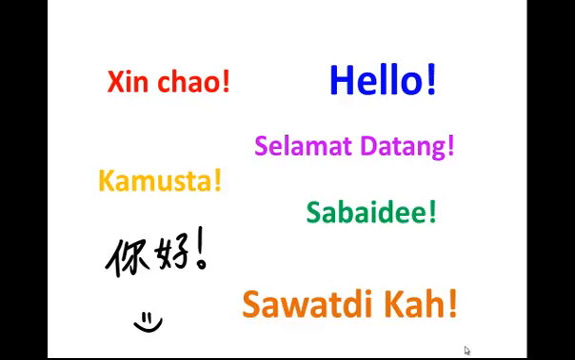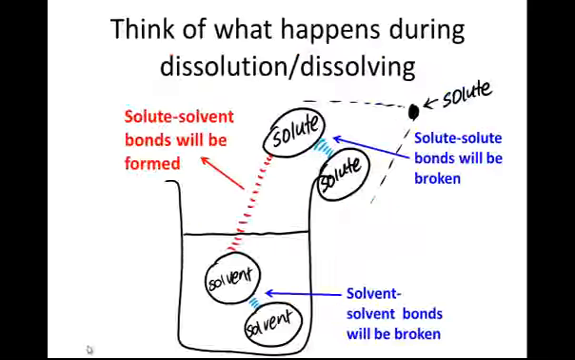Hello everybody, to continue with what we went through in class, which is solubility, let's do a quick recap. During dissolving, you can think of two main things. The first one is which bonds will be formed, which is the solute-solvent bonds, and which bonds will be broken, and that will be the solute-solute bonds and also solvent-solvent bonds.